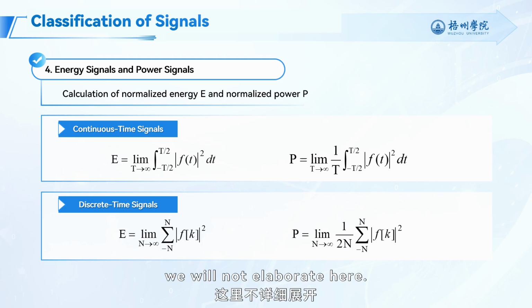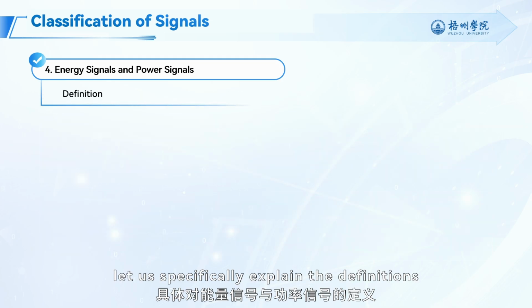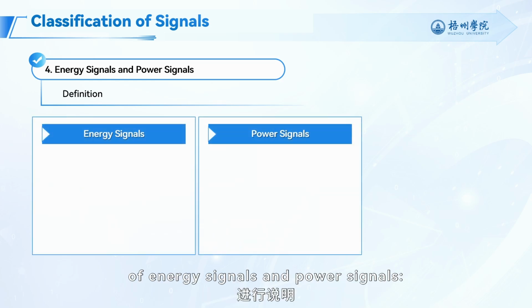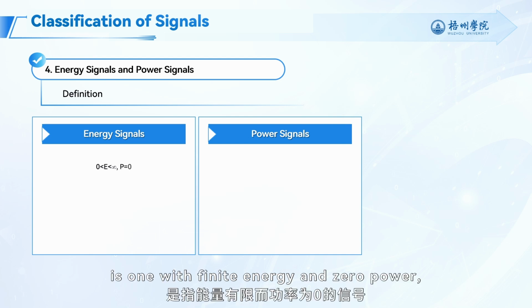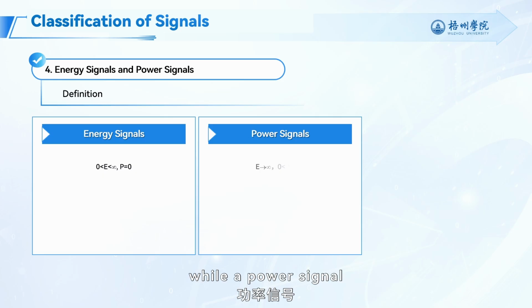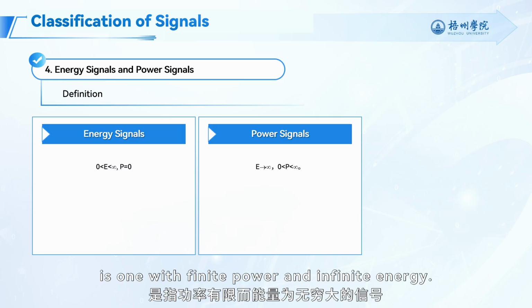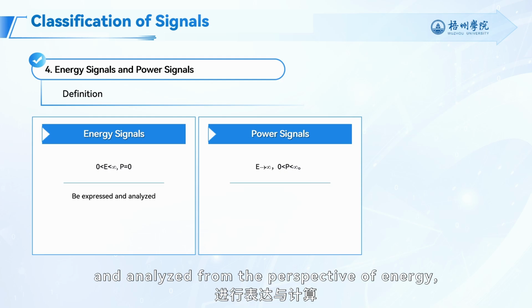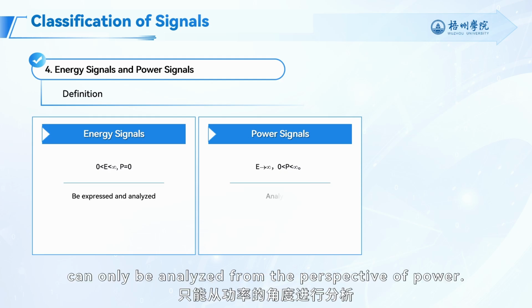We will not elaborate here. Now, let us specifically explain the definitions of energy signals and power signals. An energy signal is one with finite energy and zero power, while a power signal is one with finite power and infinite energy. In other words, some signals can only be expressed and analyzed from the perspective of energy, while others can only be analyzed from the perspective of power.